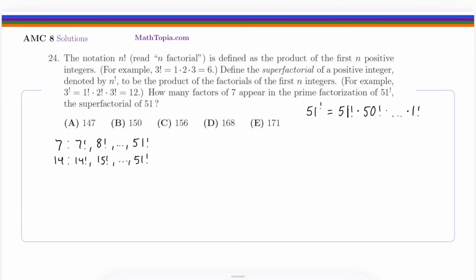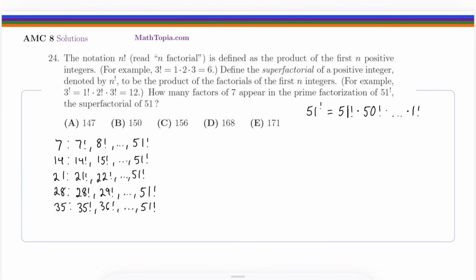The next additional 7 will be in 7 times 3, or 21. That will be in 21 factorial, 22 factorial, all the way up to 51 factorial. The next additional 7 will be in 7 times 4, or 28. This additional 7 will be in 28 factorial, 29 factorial, all the way up to 51 factorial. The next additional 7 will be in 7 times 5, or 35. This will be present in 35 factorial, 36 factorial, all the way up to 51 factorial.